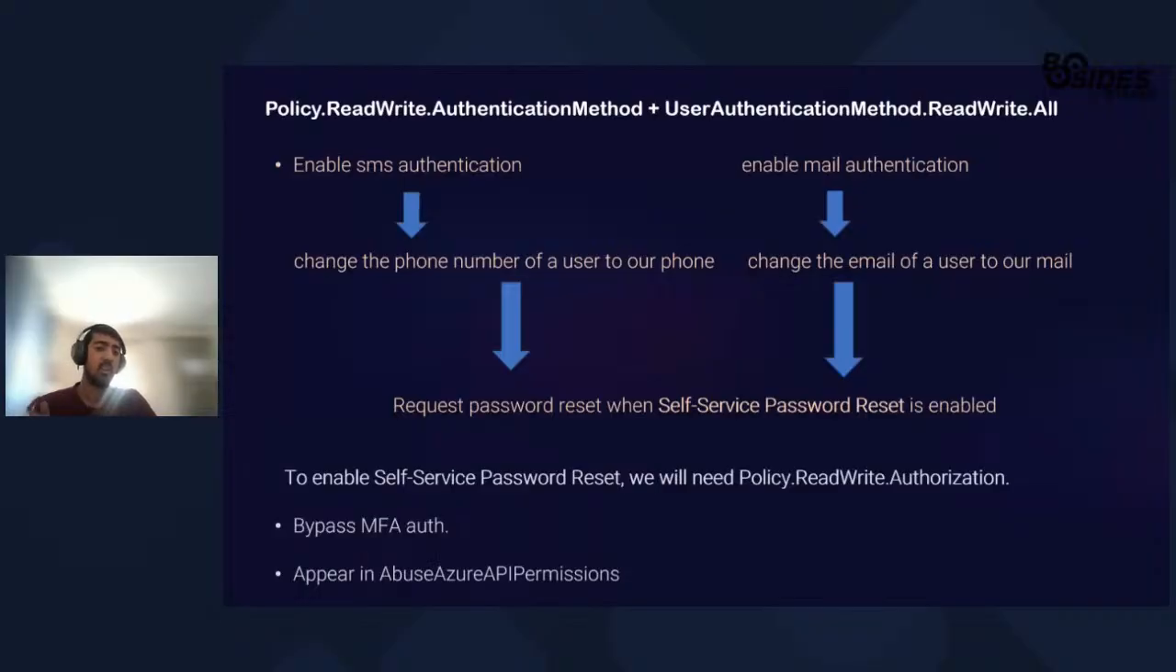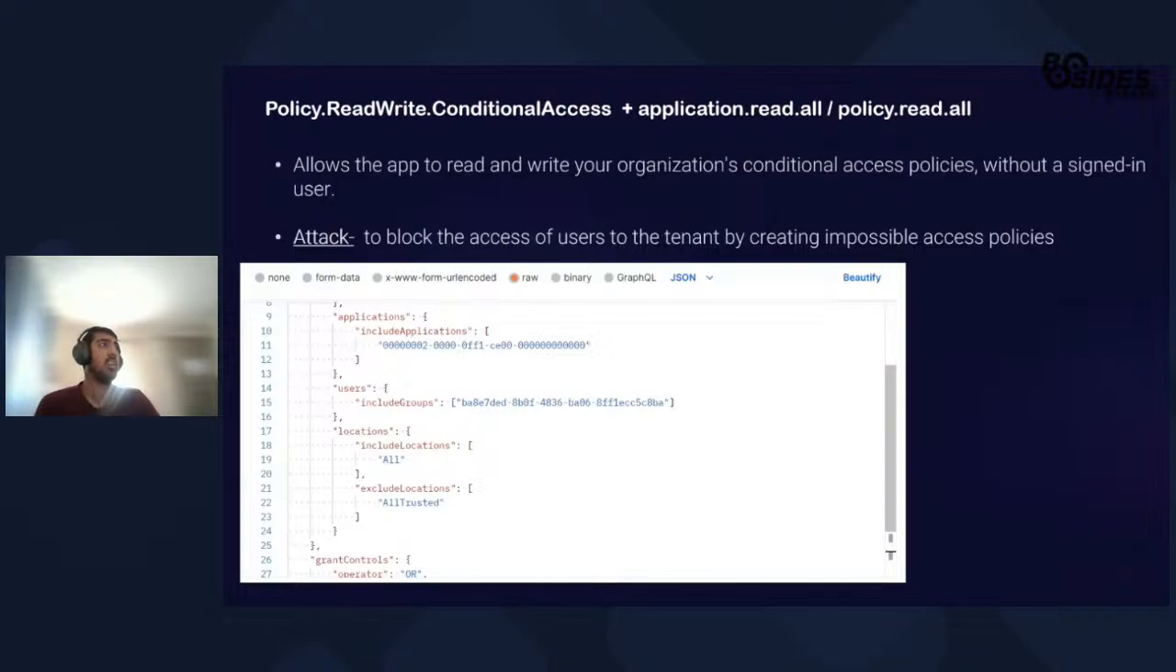By the way, the self-service password reset service is not always activated, and in case it's not activated, we will have to use policy read write authorization in order to activate this service. We can do more than phishing using these permissions. For example, using policy read write conditional access, we could create a conditional access policy to block all the users, also global admins, from entering the tenant, which means GA shall not pass.